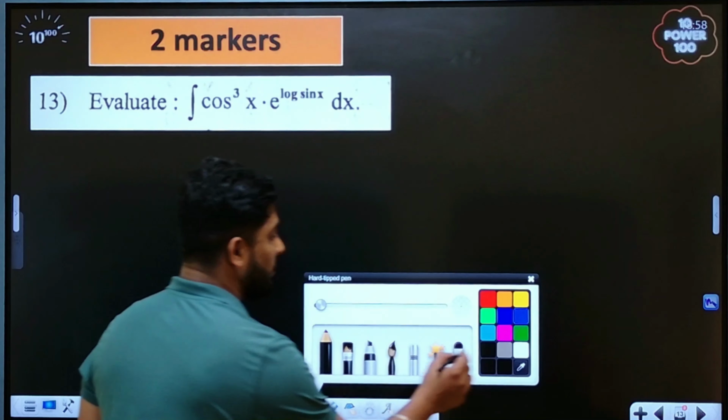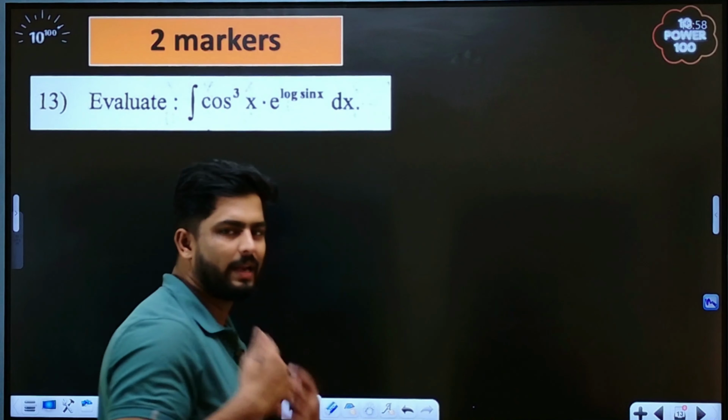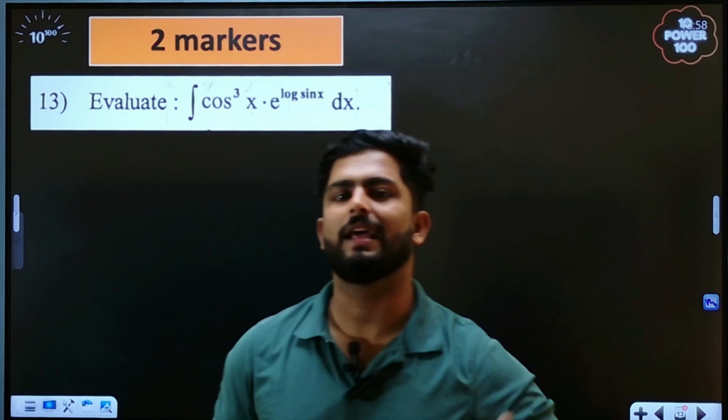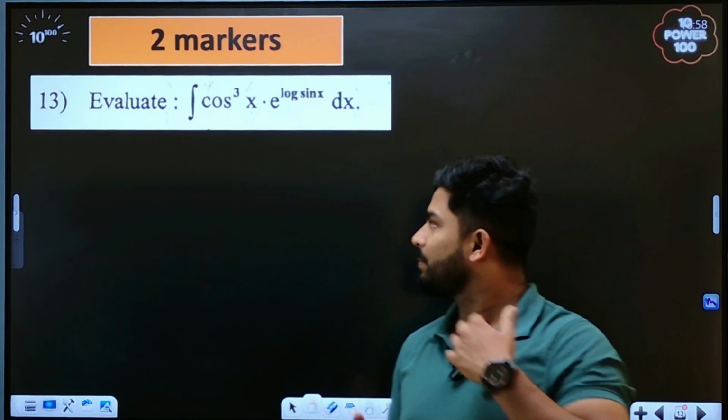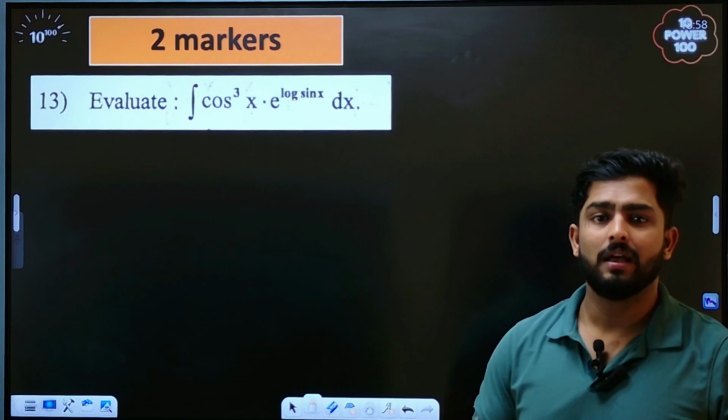Okay, so this is one of the very good problems that I really enjoyed doing, children. I hope you would have solved this in your exam.